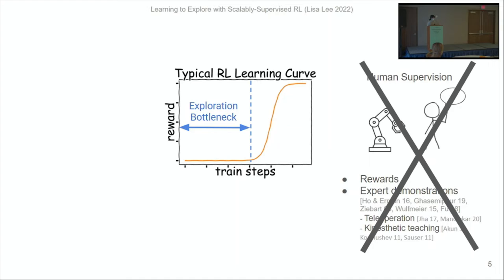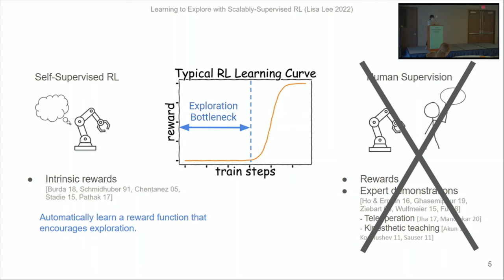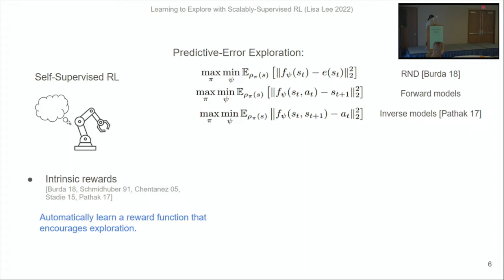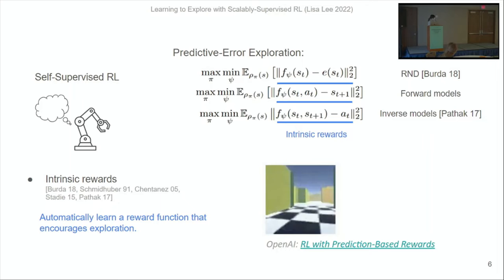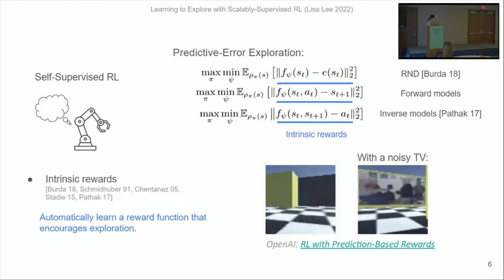To tackle the problem of exploration in high-dimensional settings, there have been many advances in self-supervised RL methods. One class of such methods automatically learns an intrinsic reward function from interacting with the environment, encouraging the agent to explore. For example, predictive error exploration encourages the agent to explore new and unseen states by learning a predictive model F, whose error is used as an intrinsic reward to encourage exploration towards less familiar states. Here's a video of a navigation agent that is rewarded for visiting new states in the maze environment. One challenge is the noisy TV problem, where if the maze has a TV set up, the agent would be attracted and stop moving in the maze.